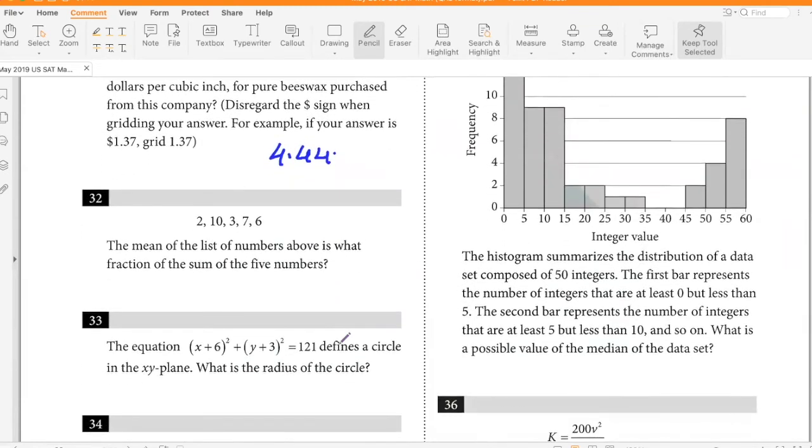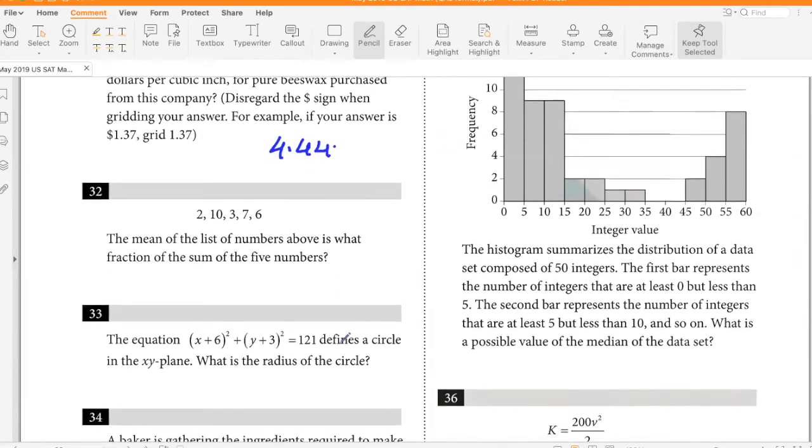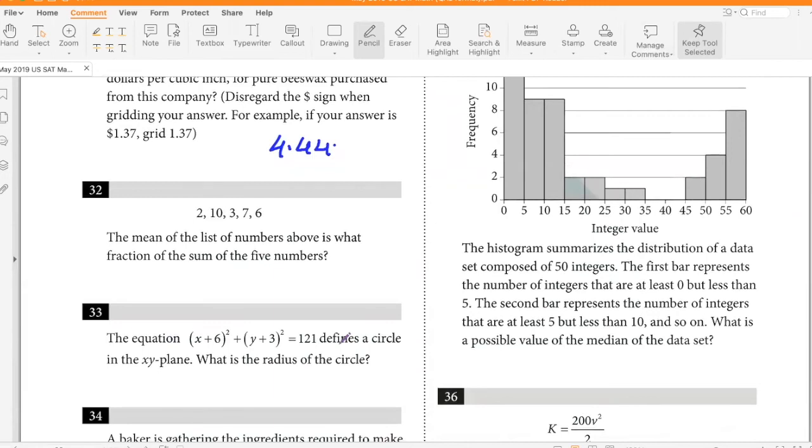The mean of the list of numbers above is what fraction of the sum of the 5 numbers? Okay, so the mean is sum by 5. So mean is 1/5 of the sum.